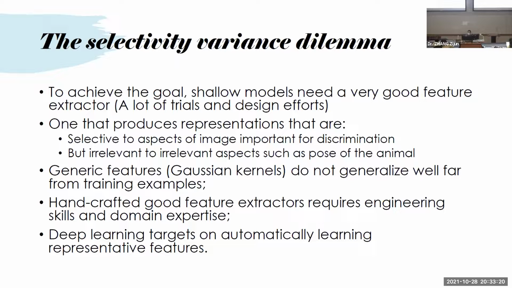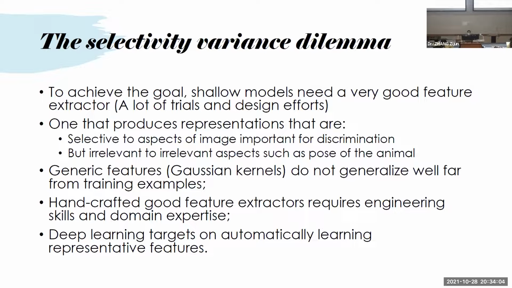So we need to try different ways of engineering features from the images. Then we carefully select appropriate ones so that shallow models can handle it. One that produces representations that are selective to aspects of the image important for discrimination, that means aspects that are very important in our discrimination of the objects, but invariant to irrelevant aspects such as the pose of the animal.